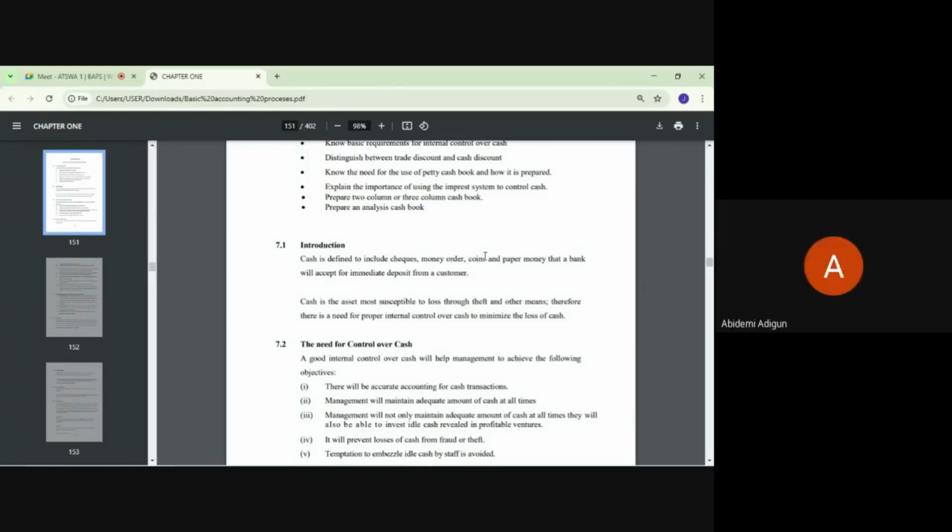Something you can take to the bank for immediate deposit, that the bank can collect from you, is known as cash. Okay. Now, it's not necessarily something you can use to buy something immediately.